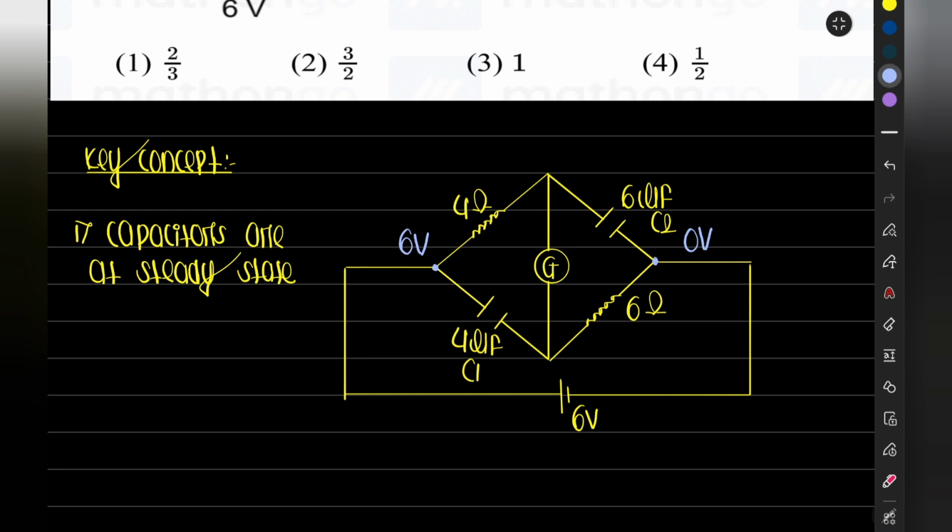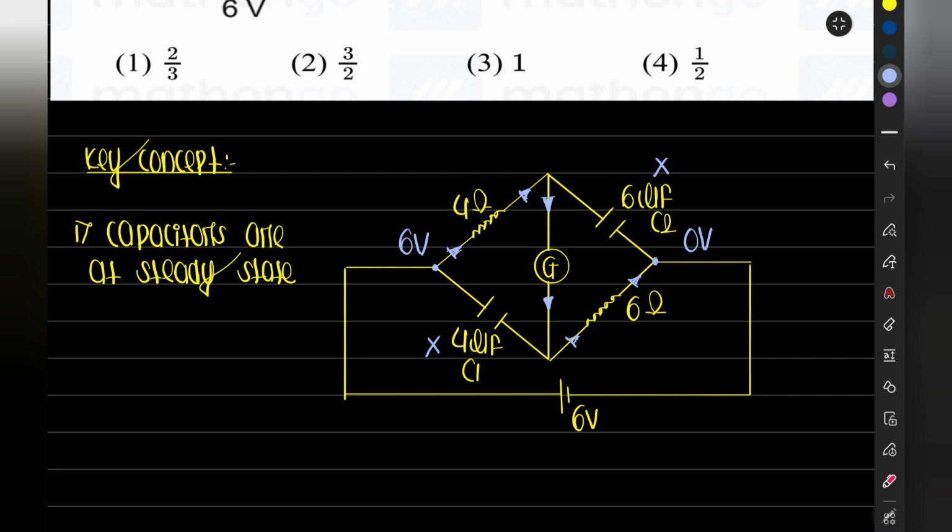So if current is passing, this current will pass through the first 4 ohm. After this it will pass through the galvanometer. I am drawing the path of this current like this, and then the current will pass through the 6 ohm, and in this way it will complete its path. Current will not pass through the 6 microfarad capacitor or the 4 microfarad capacitor because they are fully charged.